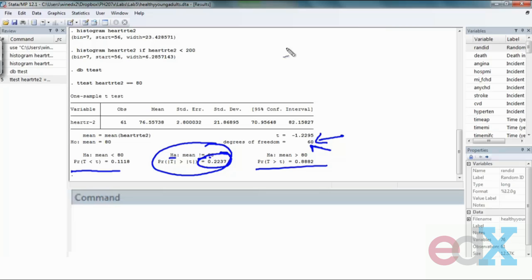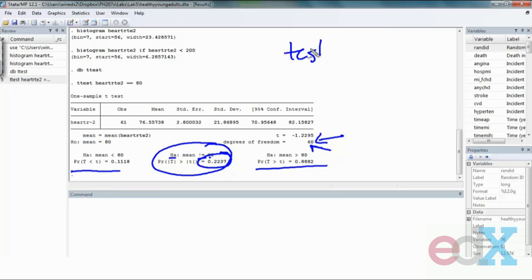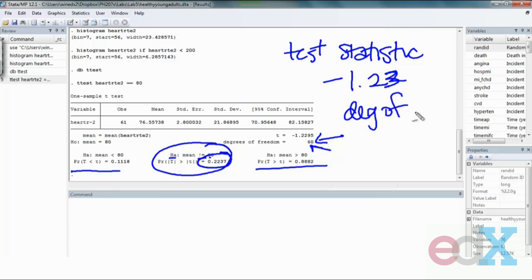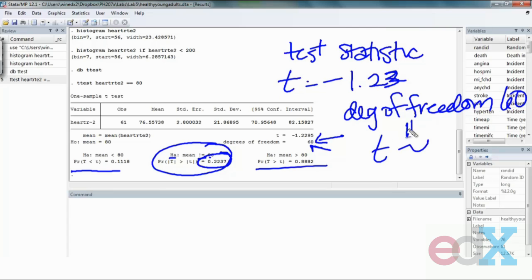Anytime you're presenting the results of a hypothesis test formally, you would want to give several different pieces of information. First, you would want to say my test statistic is negative 1.23, and my degrees of freedom is 60. So in this hypothesis test, I would say my test statistic, which we'll call t, is negative 1.23. Under the null hypothesis, this test statistic follows a t-distribution with 60 degrees of freedom.